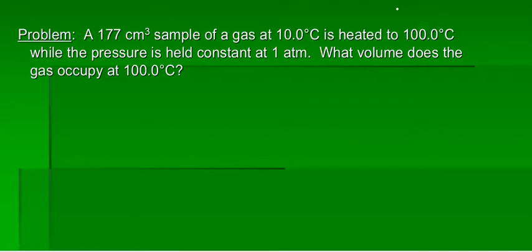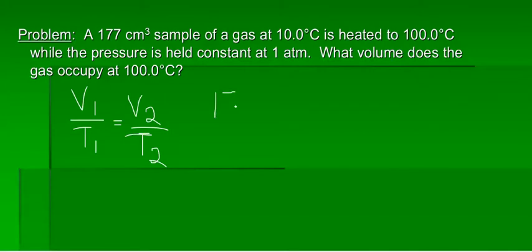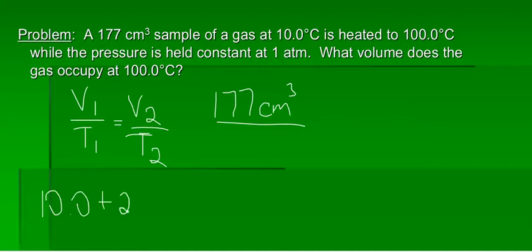So let's look at this problem here. A sample of gas at 10 degrees Celsius is heated to 100 degrees Celsius while the pressure is constant. What's the new volume going to be? If pressure is held constant, we don't need it in the equation. My initial volume, we can leave it in centimeters cubed, which is a milliliter. However, the temperature has to be in Kelvin. It cannot be in degrees Celsius. In order to get to Kelvin, we simply take 10 degrees, add 273. So that's 283 Kelvin.